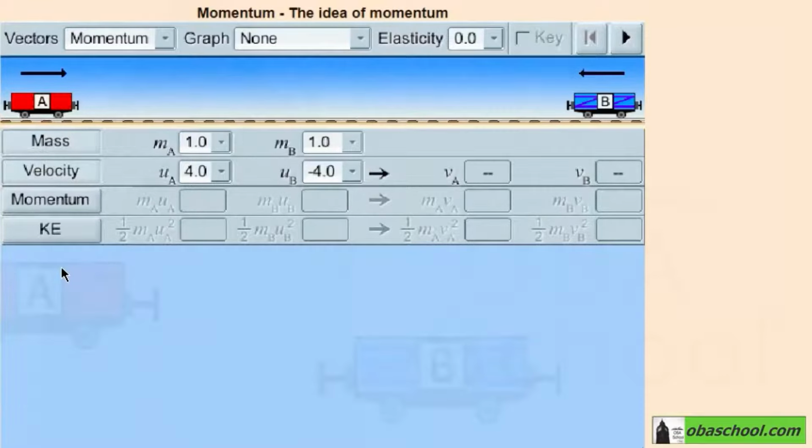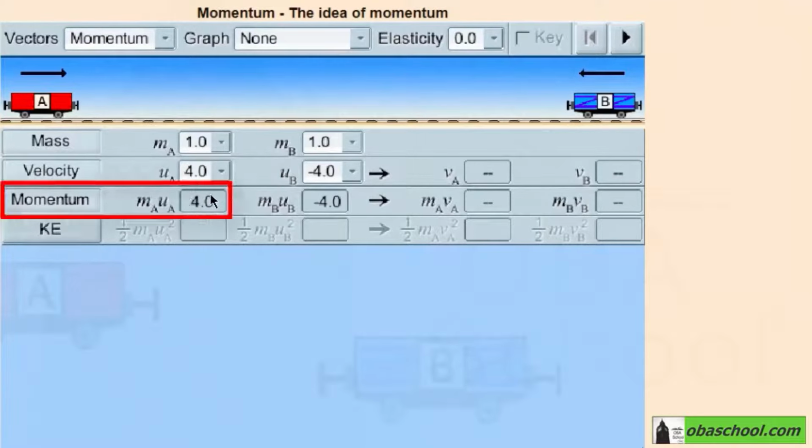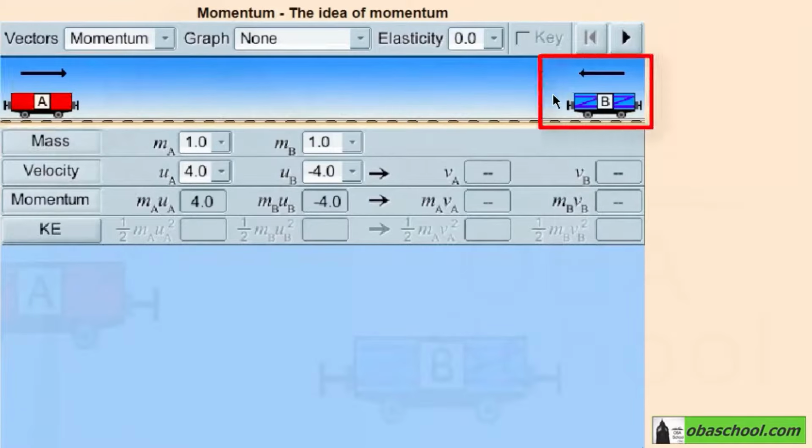So let's check your answer. The momentum for truck A is equal to mass multiplied by the velocity, which is 1 kilogram multiplied by 4 meters per second, equal to 4 kilogram meter per second. Here we are using a sign convention in which any vector quantity directed towards the right is positive, as in this case for truck A, and if it's directed to the left, the sign will be negative, as in the case of truck B.